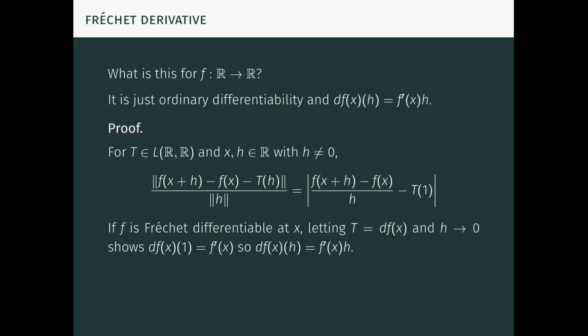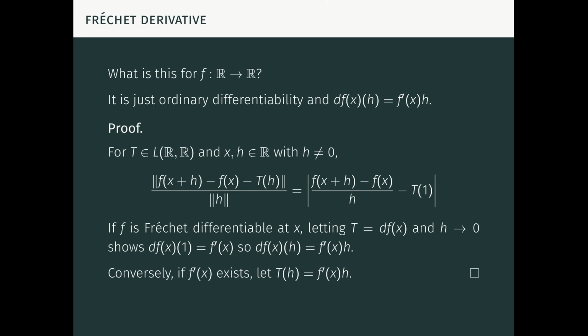Since the left-hand side of the equality goes to 0, that means that the right-hand side goes to 0, which means that the limit of the difference quotient, f of x plus h minus f of x over h, is just t of 1. But the limit of that difference quotient by definition is just the ordinary derivative of f at x. So we get that df at x at 1 is just f prime of x. By linearity, that means that df at x at h is just f prime of x times h.